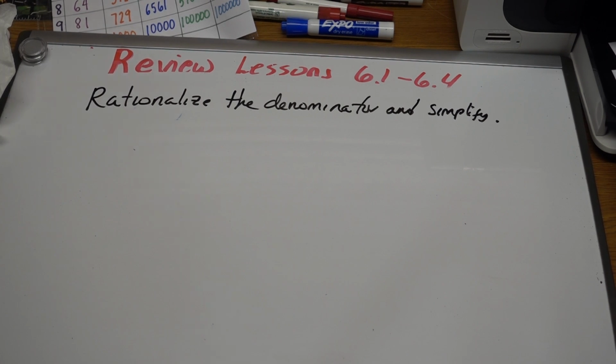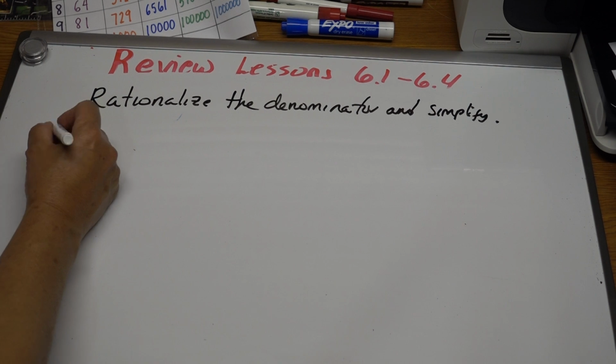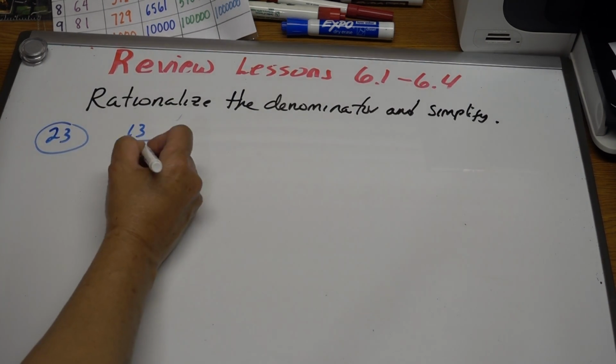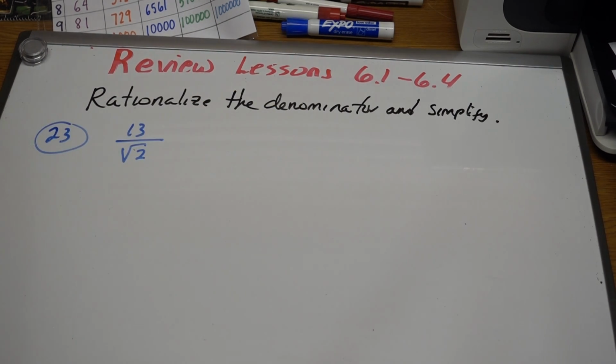In this problem we have to rationalize the denominator and then simplify. So we're going to have problem number 23. Number 23 is 13 over square root of 2. Remember, it's considered simplified when you don't have radicals on the denominator. That's one of the rules, among others.